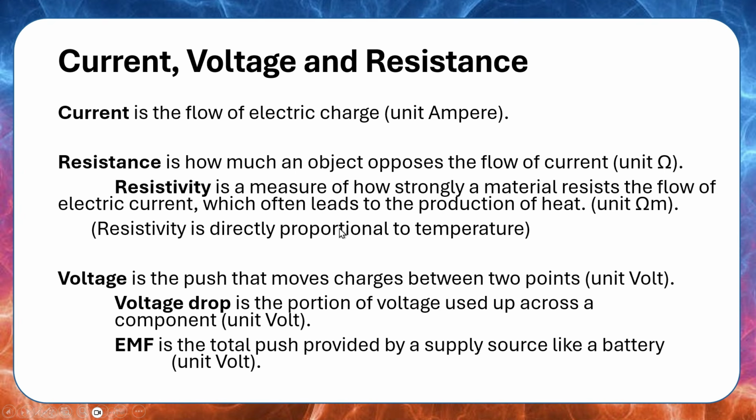Current, voltage, and resistance. This part of the slide is just talking about the definitions and the differences between the terms. The first one, current, is just the flow of electric charge in the unit of ampere, or A. So that is the definition of current. And resistance is how much an object opposes the flow of a current. The unit is ohms.